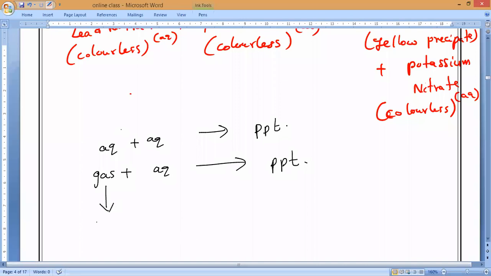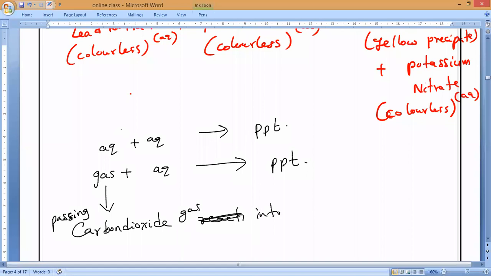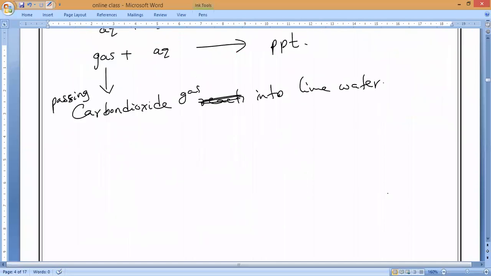Write the example: carbon dioxide reacting with, or passing carbon dioxide gas into, lime water. Whatever you want, you can write. What is lime water?